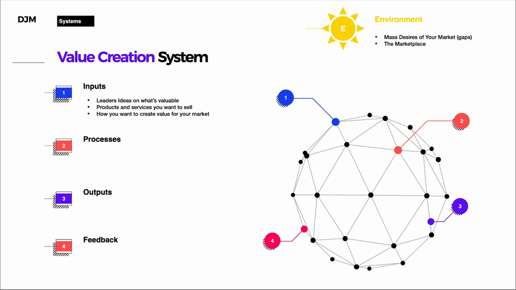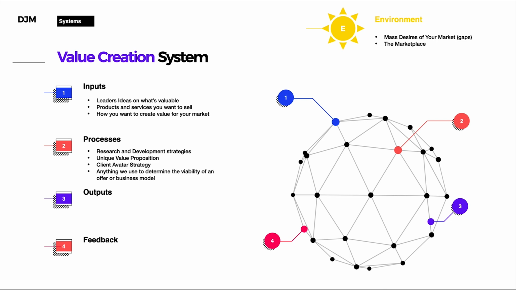The inputs of the value creation system are your ideas, so the leader's ideas on what's valuable, the products and services that you want to sell. So what is it that you have? As a jeweler, it would be the jewelry that you have. How you want to create value for your market. So what is it that you see in your market uniquely? And how is it that you want to fill that particular gap?